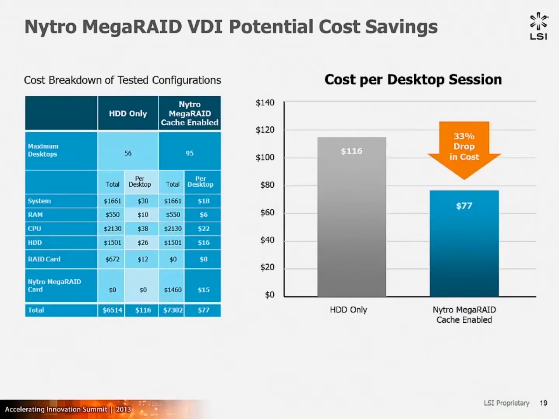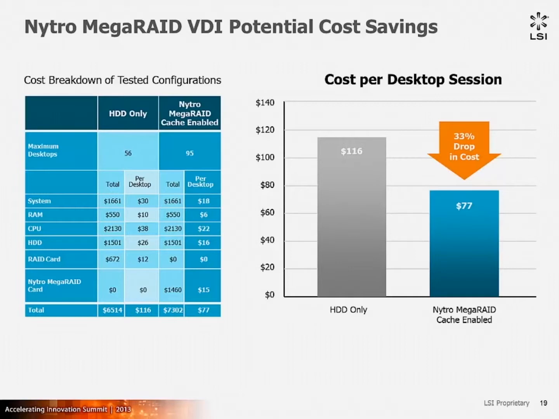We also want to look at, beyond pure performance, what that means in terms of cost per session. In dollars and cents, when you're using the hard drive only solution, it was about $116 per VDI session, but because of the increased density and performance, we're able to get that down to $77, which is a 33% drop in cost. The only big difference between the two is that we have the intelligent caching here utilizing flash.